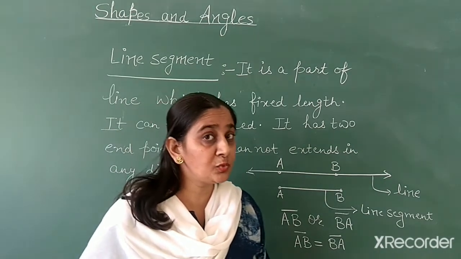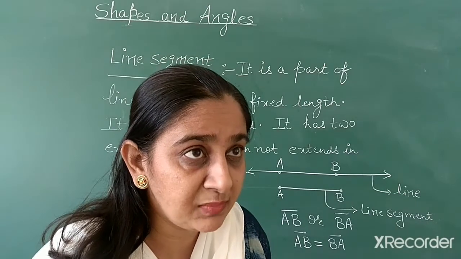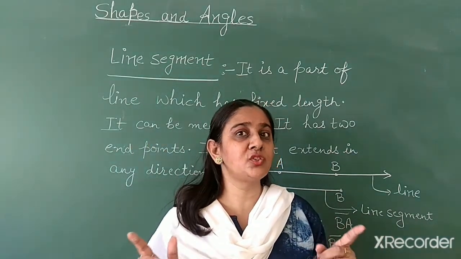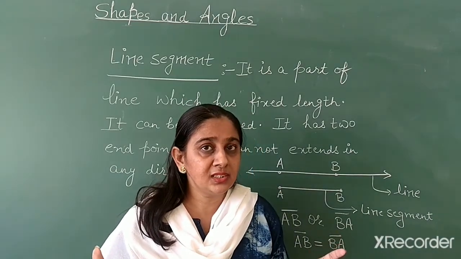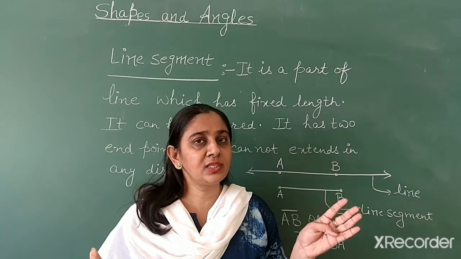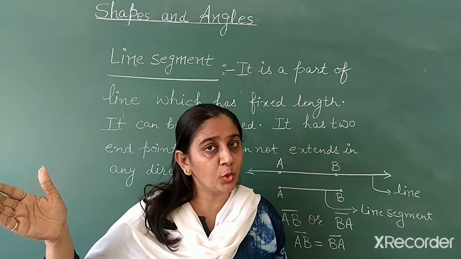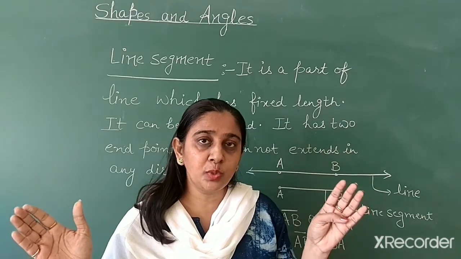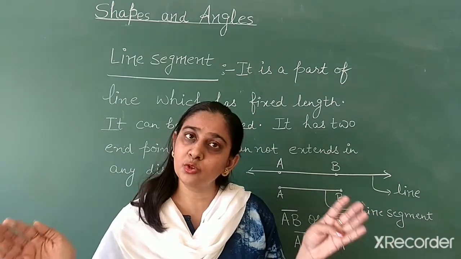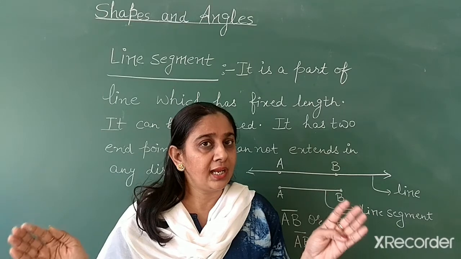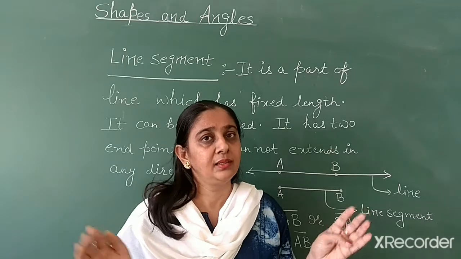Now children, this was about the line segment. A real life example of a line segment is a 100-meter race track or a 200-meter race track. Now children, all of you have seen race tracks. A race track has a starting point and one finishing or ending point. So it means it has two end points and it has a fixed length. Either its length is 100 meter or 200 meter. So the length of a race track is an example of a line segment.